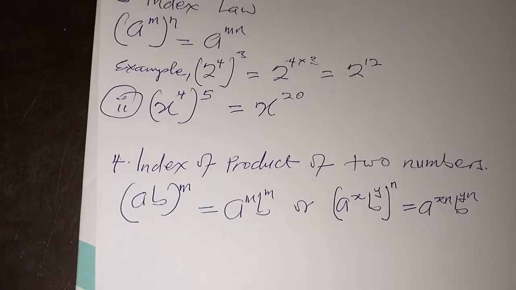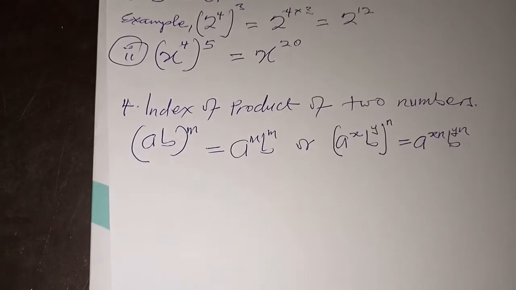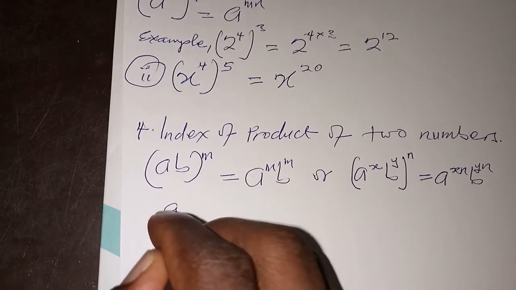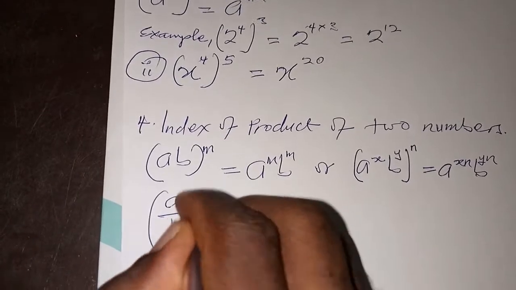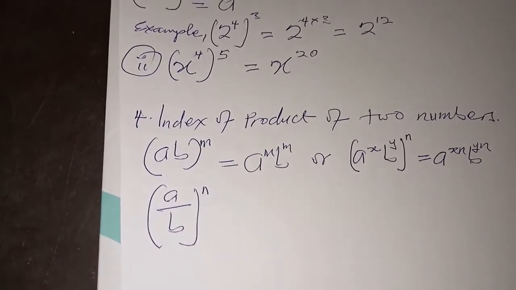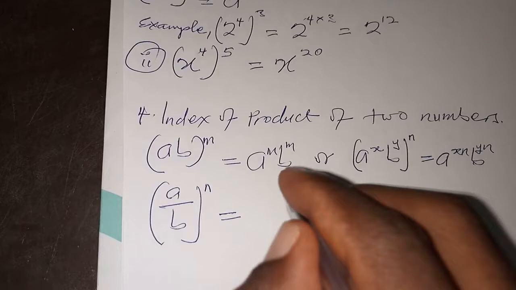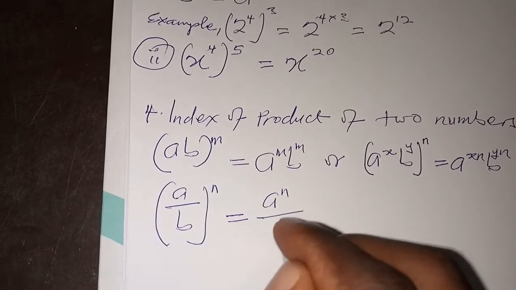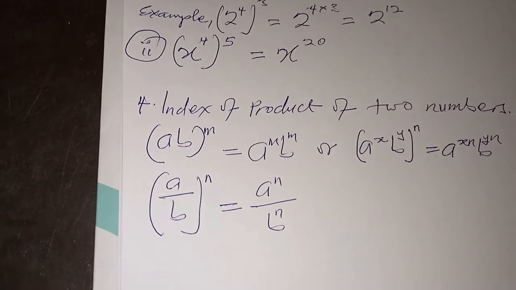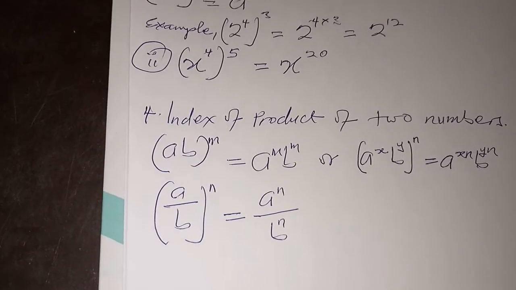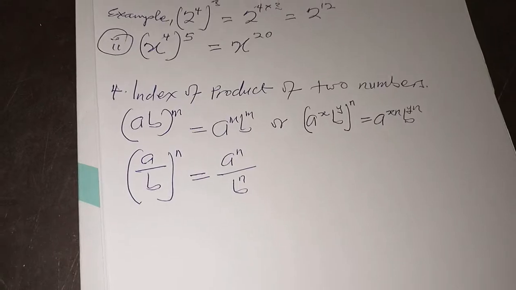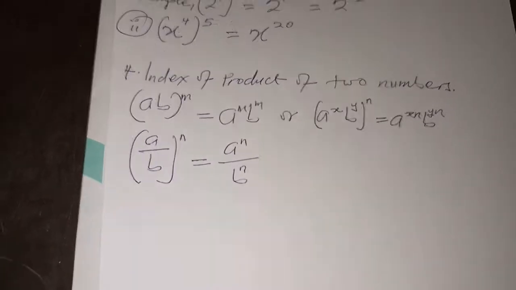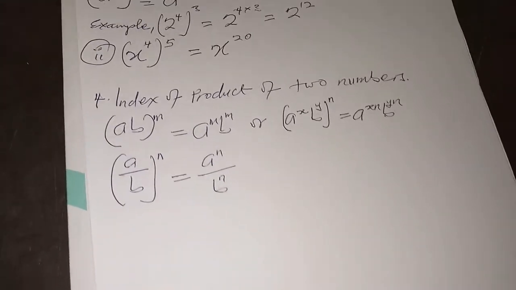And the same applies to quotients. So for example, if you have a divided by b all carrying an exponent n, you still get a exponent n over b also carrying the exponent. So this is how the index of product of two numbers works. Each of the factors in the product will carry the exponent.